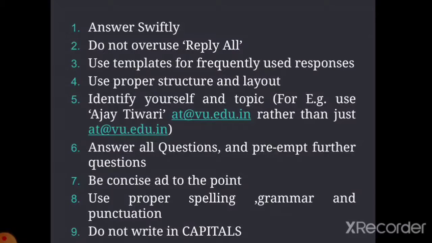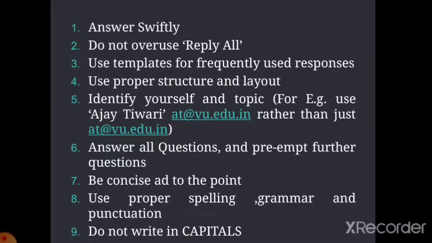So first, answer swiftly. Okay, suppose you have received an email, then you have to answer it within 24 hours. Otherwise, if you have seen the mail as you have received, so you have to answer at that time.